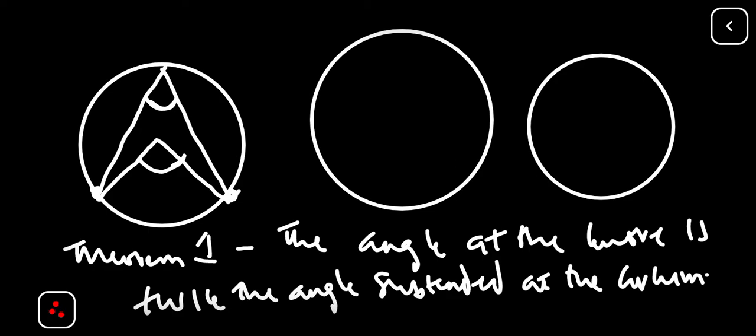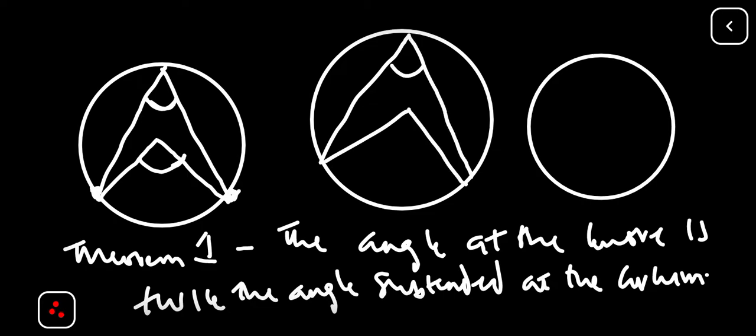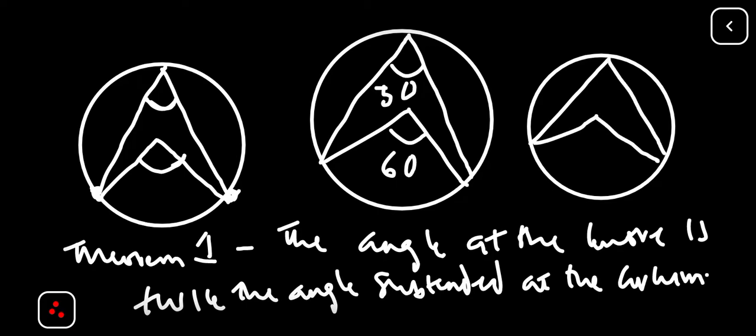So meaning that if you have an angle subtended at the circumference like this and an angle subtended at the center like this, so if this is 30, the one at the circumference, the one at the center will be 60. So meaning that if you have it like this, let's say this is x, that means this will be 2x.